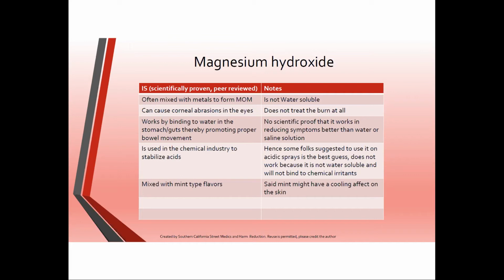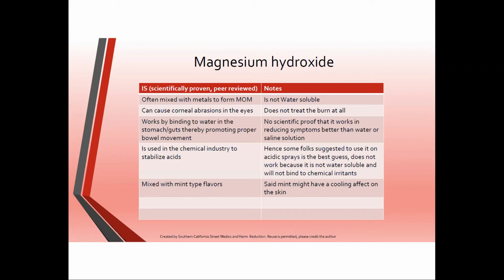So the best thing that the chemists I spoke to can come up with is, because magnesium hydroxide is used in the chemical industry to stabilize acids, somebody years ago came up with the idea that, hey, if it stabilizes acids in the chemical industry, let's neutralize and stabilize acids that get sprayed onto human beings. And so we started. That I don't know. That's a hypothesis, the best I can come up with.